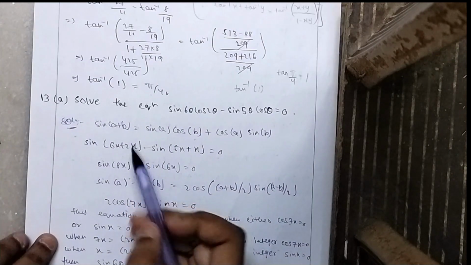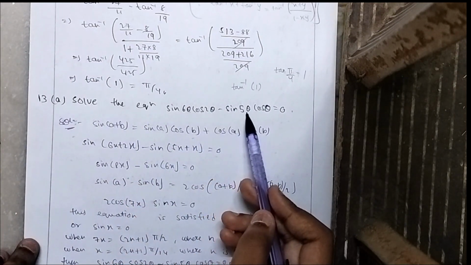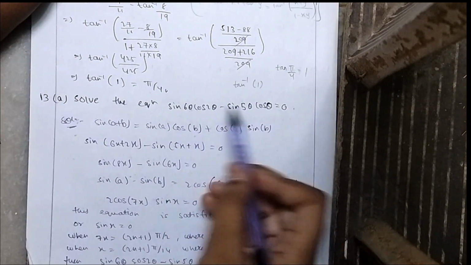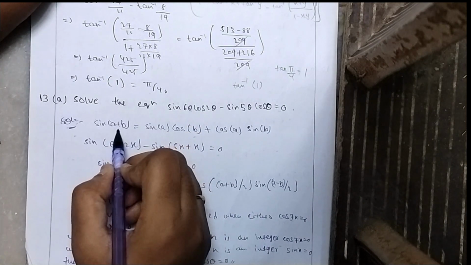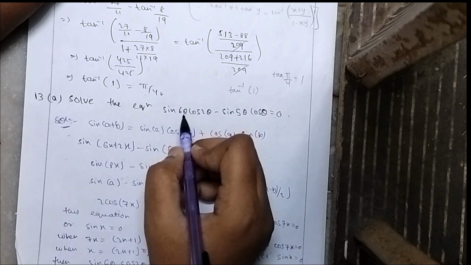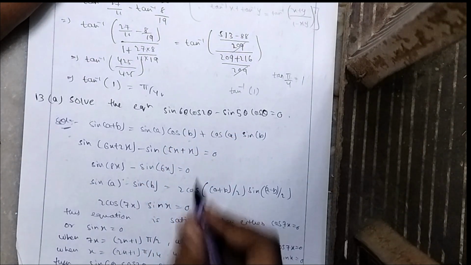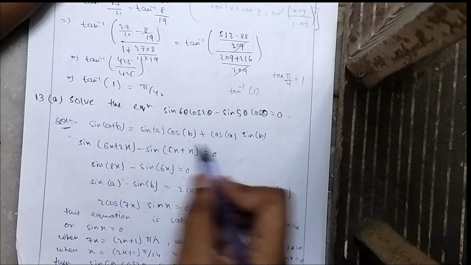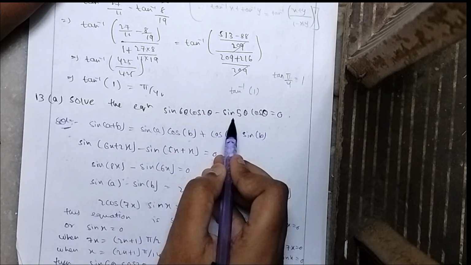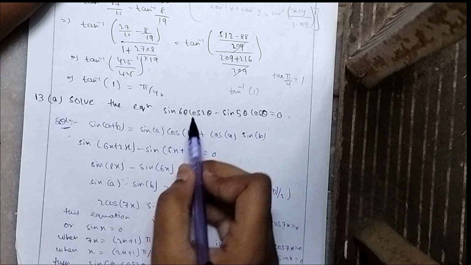Next, 13th one. Solve the equation sin 6 theta cos 2 theta minus sin 5 theta into cos theta equals to 0. So now by taking this LHS value, we know the formula sin A plus B equals sin A cos B plus cos A sin B. That means sin 6x plus 2x minus sin 5x plus x equals to 0. It is in the form sin A cos B minus cos A sin B. So that means A equals 6 theta, B equals 2 theta.